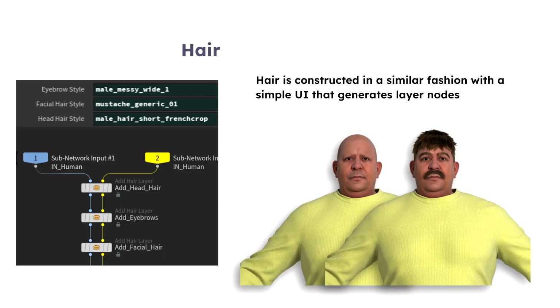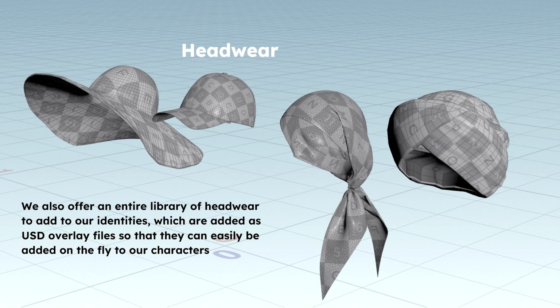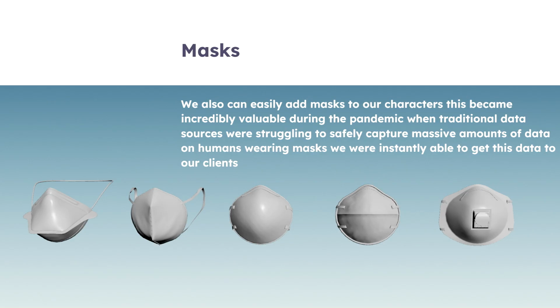Our hair works very similarly to the clothing in that you get a UI, and on the fly we'll add layers to that HDA. Here we've added some head hair, eyebrows of a certain style, and some facial hair. We can also quickly add headwear. We've got a vast library of headwear options, and these get added as USD overlays so that we can quickly iterate through them on the fly as we're rendering, and very similar for masks.